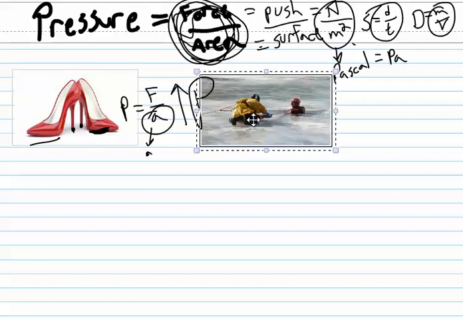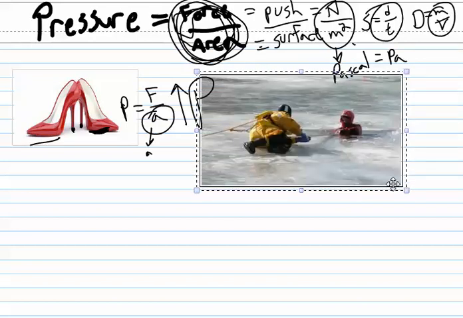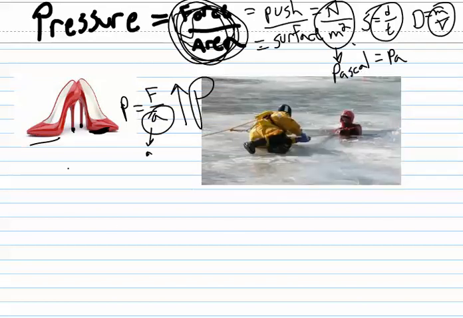So other examples. How about this? If you want to not fall through the ice, what do you do? You spread out over the ice. You lay your arms and legs out as flat as you can. So by doing that, what you're doing is this. You're making the area very big. So if you make the bottom of the fraction very big, that means that you make the pressure very small. Okay, so pressure is force divided by area.